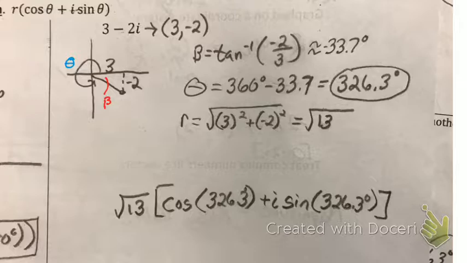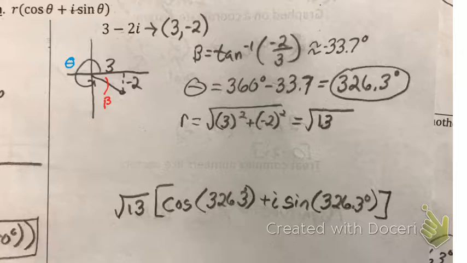That's why we draw the picture. Because if you did 180 minus 33.7, you'd end up in this quadrant and go, oh, that can't be right. It's got to be the 360. And so rewriting that, that'd be the square root of 13 times cosine of 326.3 plus i times sine of 326.3 degrees.